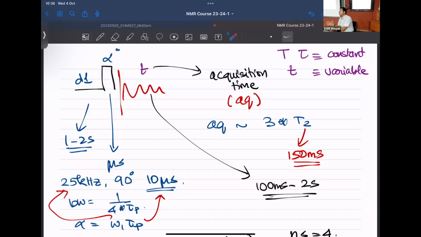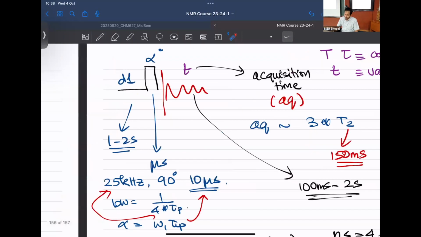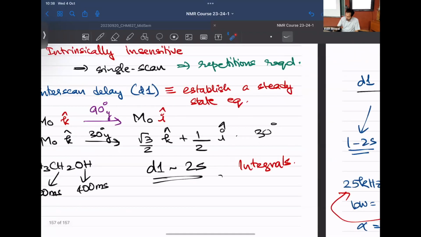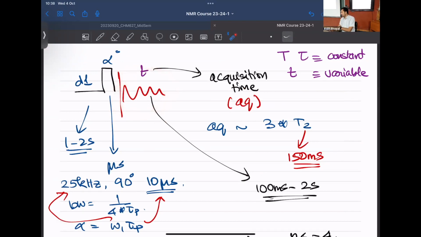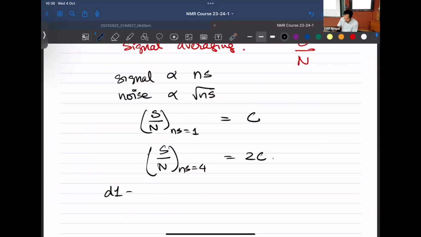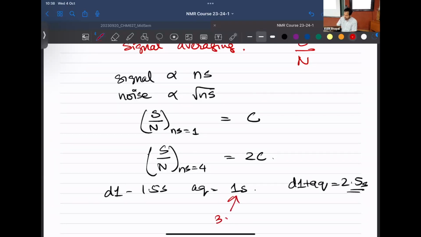So anytime apart from the alpha degree pulse, transverse and longitudinal relaxation happens simultaneously, which is why I said the D1 is generally not set to 5 times T1, because you realize that here also longitudinal relaxation will happen. Okay, so let's take one example. Let's take an example where the D1 was set to 1.5 seconds and the acquisition time is set to 1 second. You are able to realize the total time of relaxation that happens is 2.5 seconds, where if your molecule has something like 300 milliseconds as its T2, then the acquisition time of 1 second makes sense.